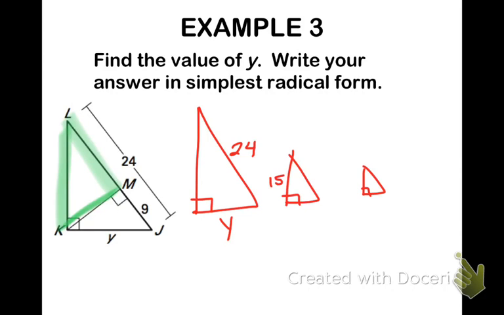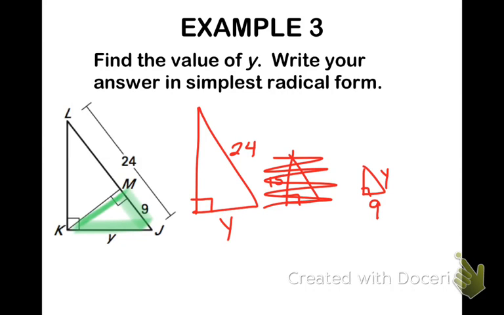Okay. Now let's go to the small triangle over here. Do I know the hypotenuse? Yes, it is Y, opposite the right angle. Do I know the long leg? No. Do I know the short leg? Yeah. It's 9. All right, so since the middle triangle doesn't give me anything but 15, I'm probably not going to use it. Now can you make a proportion to solve for Y? What would it be?